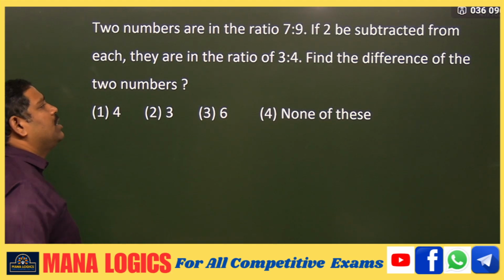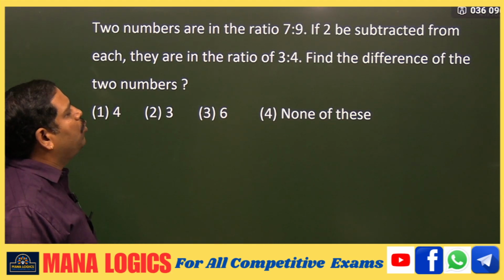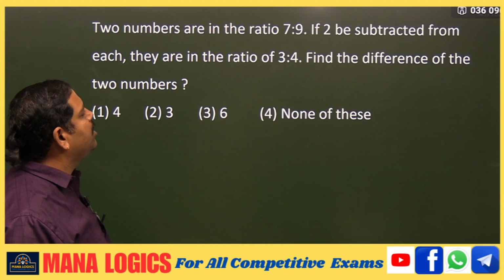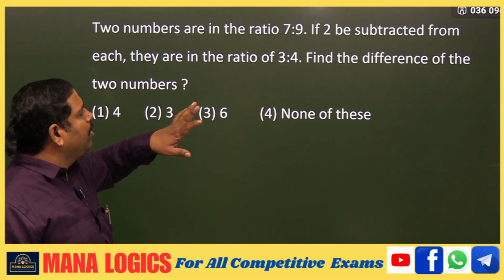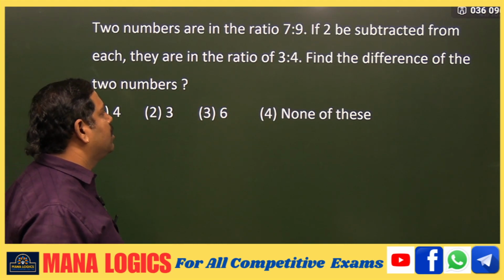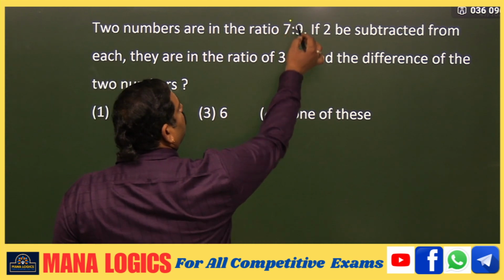Two numbers are in the ratio 7 is to 9. If 2 be subtracted from each, they are in the ratio 3 is to 4. Two subtracted from both, we can go with the line procedure. Find the difference of the two numbers. Sir, difference is 2, difference is 1.